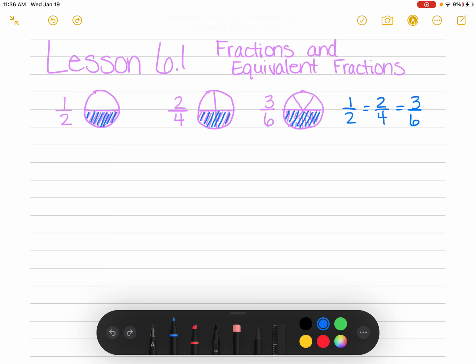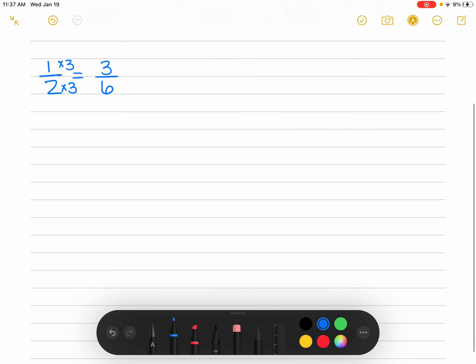Okay, so let's just use this as an example right here. If I had 1/2 and I wanted to make it equal to 3/6, well, that would mean I could multiply both of these by 3, and that would give me 3/6. If I multiply something on the top, I have to multiply the same thing on the bottom. So see how that made it equal? Okay, so now in our first example, I'm going to ask you to find a missing piece.